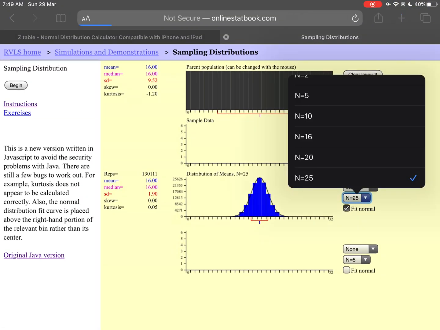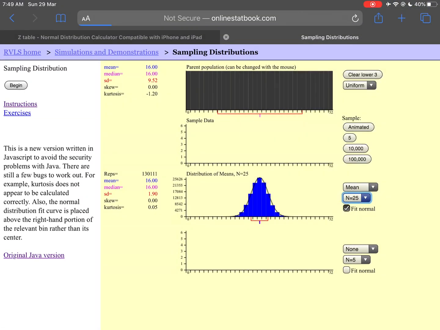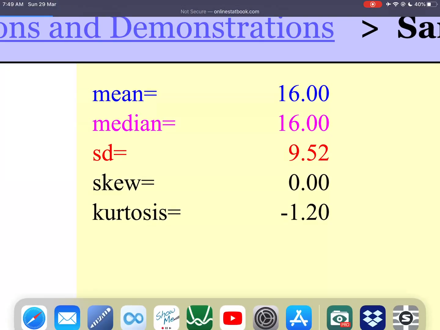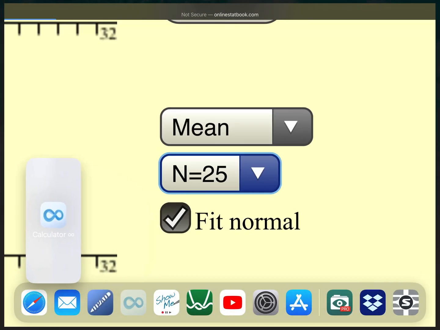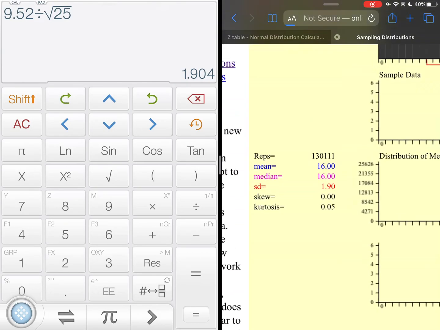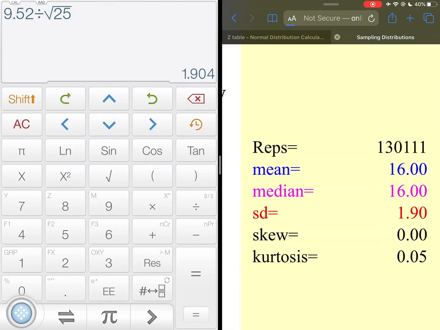And remember, our sample size is 25. So the standard deviation of the population is 9.52. So let's see, 9.52 divided by the radical of the sample size 25 equals 1.904. Notice that the standard deviation, the red, is 1.90. So very simple. Okay, good that we checked it.